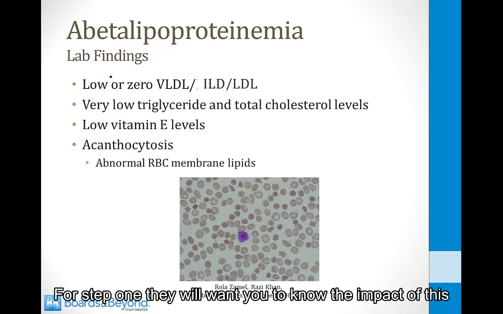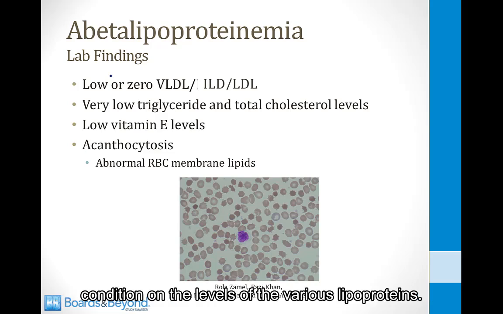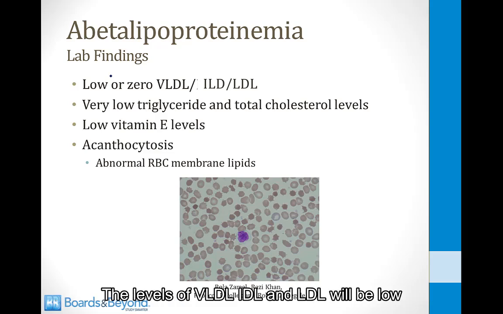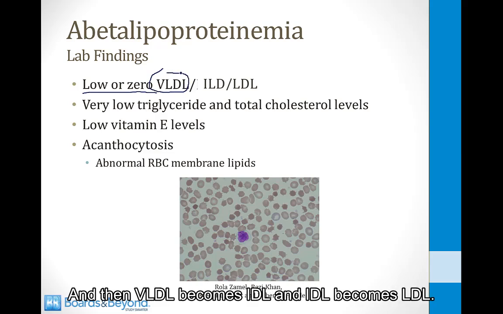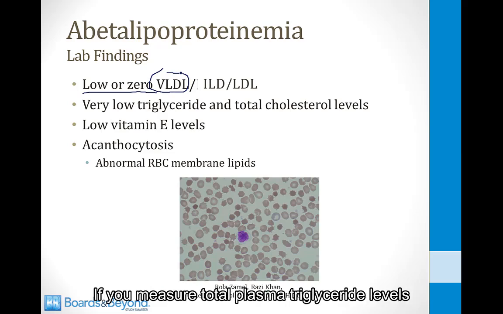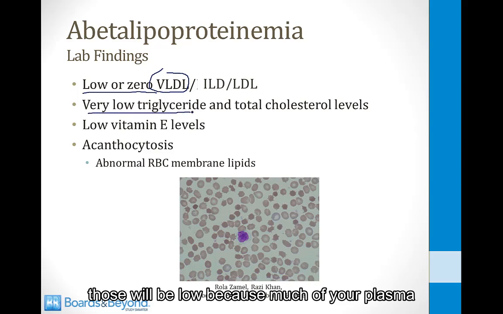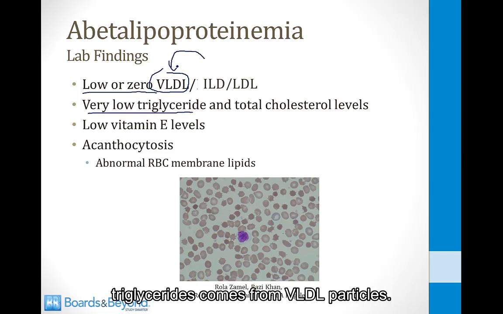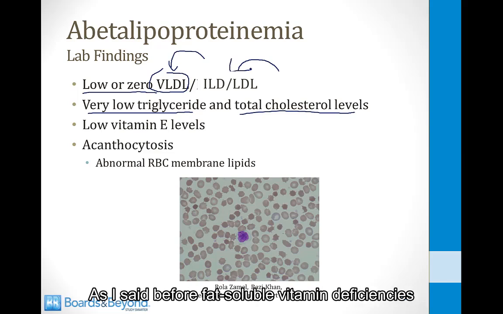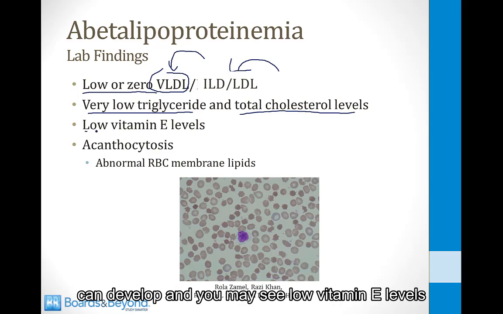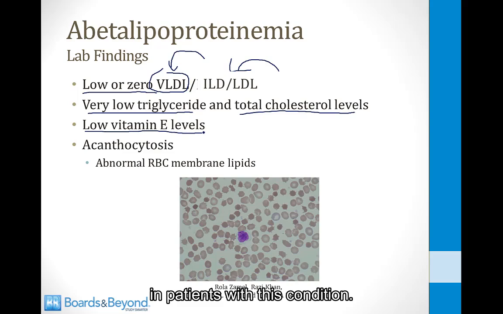For step 1, they will want you to know the impact of this condition on the levels of the various lipoproteins. The levels of VLDL, IDL, and LDL will be low or zero because you cannot secrete VLDL from the liver, and then VLDL becomes IDL and IDL becomes LDL. If you measure total plasma triglyceride levels, those will be low because much of your plasma triglycerides comes from VLDL particles. Total cholesterol levels will also be low because much of your total cholesterol comes from LDL particles. As I said before, fat-soluble vitamin deficiencies can develop, and you may see low vitamin E levels in patients with this condition. And then finally, on a peripheral blood smear, you may see acanthocytes.